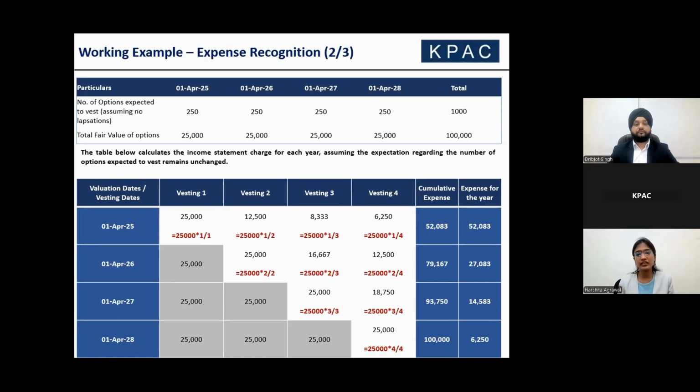Again, for 2027 and 2028, the same pattern will be followed, wherein we book 14,583 for the third year and 6,250 in the fourth. However, one thing to note here is that this table assumes that all the options will vest as expected. But in reality, things differ. For example, employees may leave, which may reduce the number of options which are vesting, which would again lower the total expense.